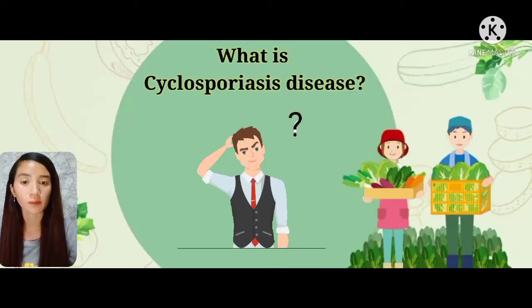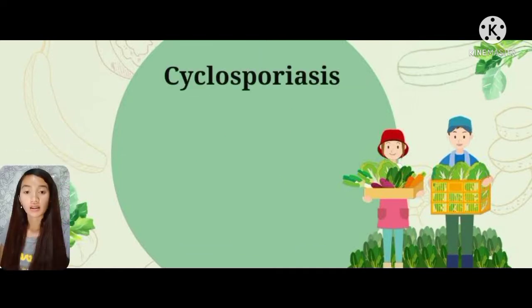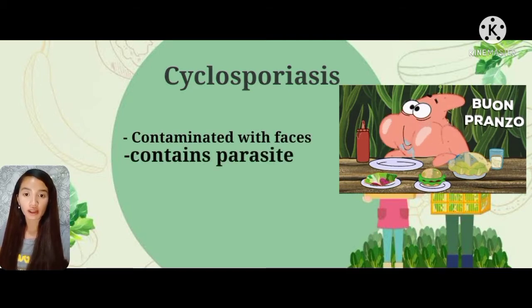What is cyclosporiasis disease? Cyclosporiasis disease is a diarrheal illness caused by a protozoan parasite. People become infected with this disease by consuming food or water that has been contaminated with feces that contain the parasite.